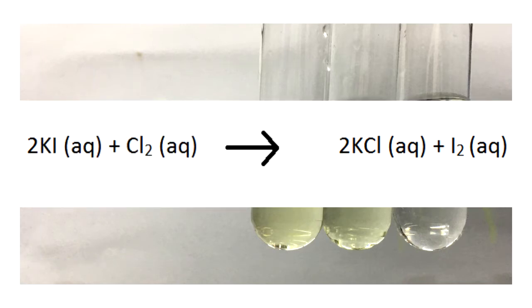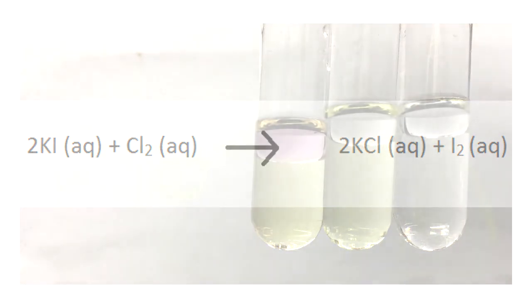The position of chlorine is higher than iodine in the group, so chlorine is more electronegative than iodine, so it can easily displace iodide ion. Chlorine acts as an oxidizing agent, whereas iodide ion acts as a reducing agent.